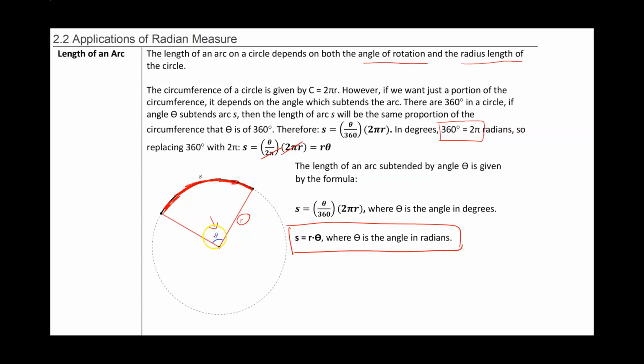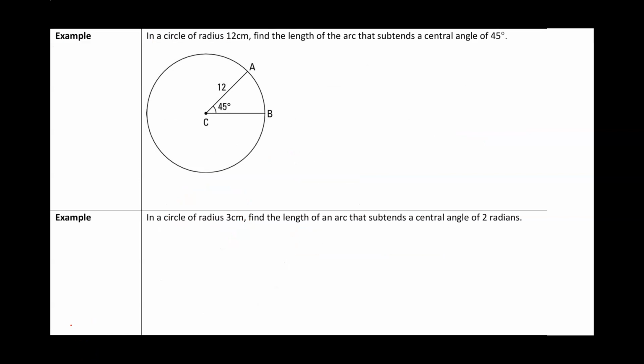So we're always looking for theta in radians, multiply that by r, and that gives us the length of the arc S. So here's an example. In a circle of radius 12, find the length of the arc. Anytime we are looking for the length of the arc, we're always going to use the formula S equals r times theta, where theta is in radians. So if you're looking for the length of any arc of a circle, you use this formula S equals r times theta.